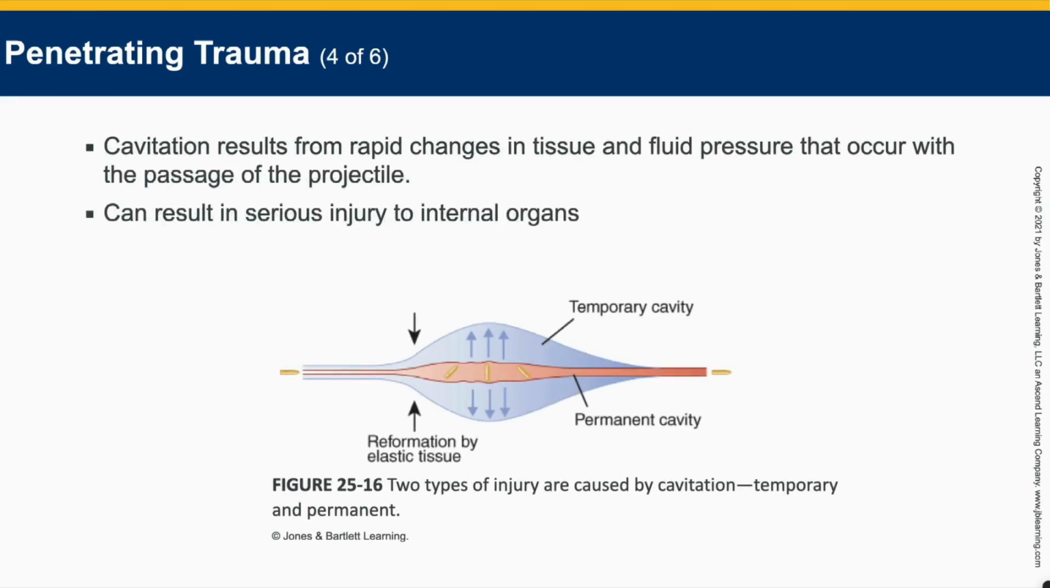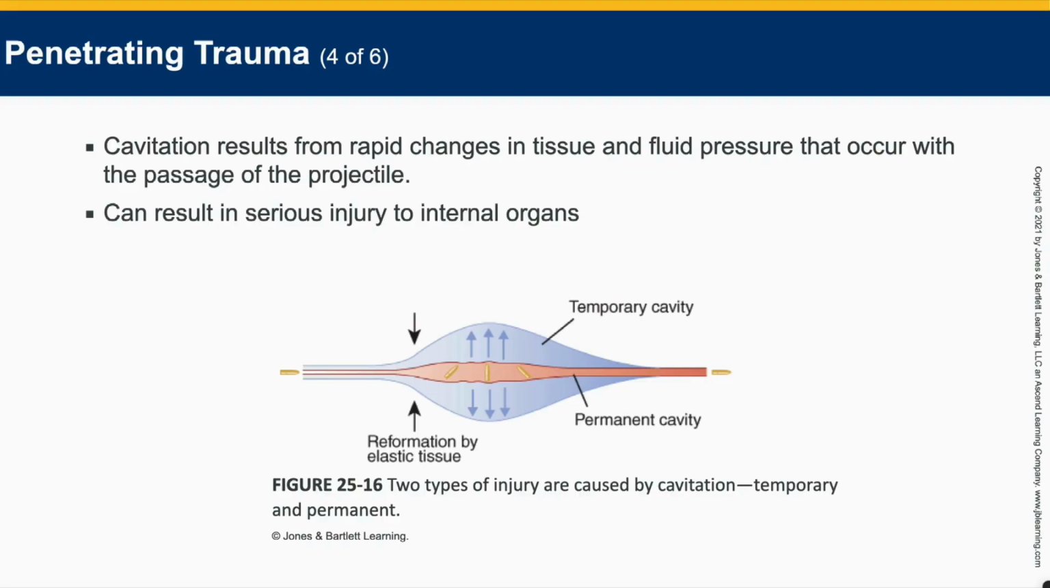Here's an important concept with projectile injuries: cavitation. As a bullet moves through the body, it doesn't just damage the tissue it directly touches. It creates rapid pressure changes in the surrounding tissues and fluids, which causes them to stretch outward and then snap back. This creates what we call a temporary cavity, where the tissue is pushed away from the bullet's path, and a permanent cavity, which is the actual track of the destroyed tissue being left behind.